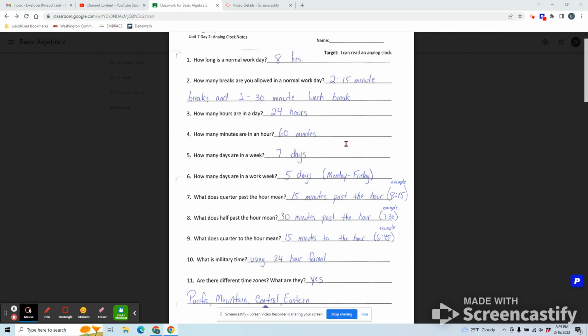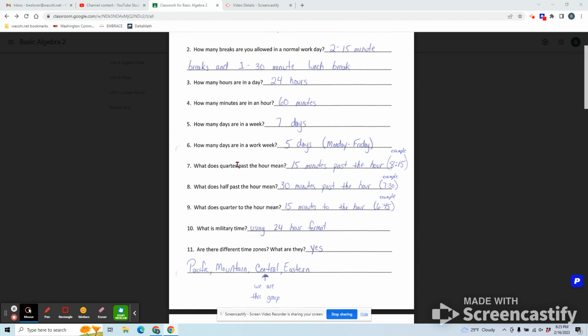But there are other jobs that have different hours of work. Just to remind you, there are 24 hours in a day, there's 60 minutes in an hour, and there's 7 days in a week. Most work weeks are 5 days, or the typical work week is 5 days, which is Monday through Friday. Once again, it depends on your job. Some professions have work weeks that are different. Maybe you only work 4 days a week, maybe work on the weekends, but the work week is considered Monday through Friday, 5 days.